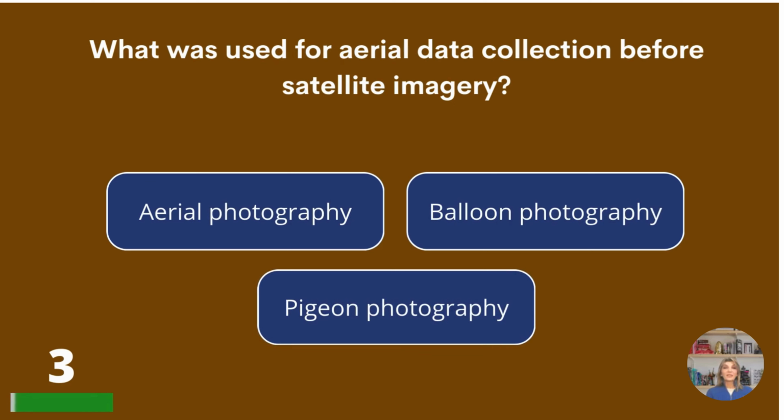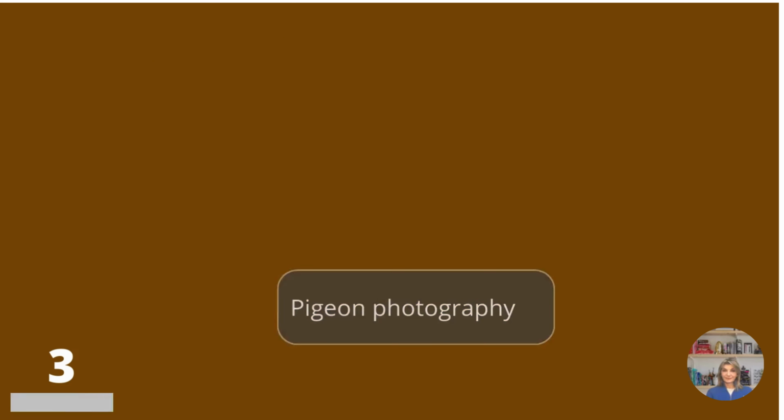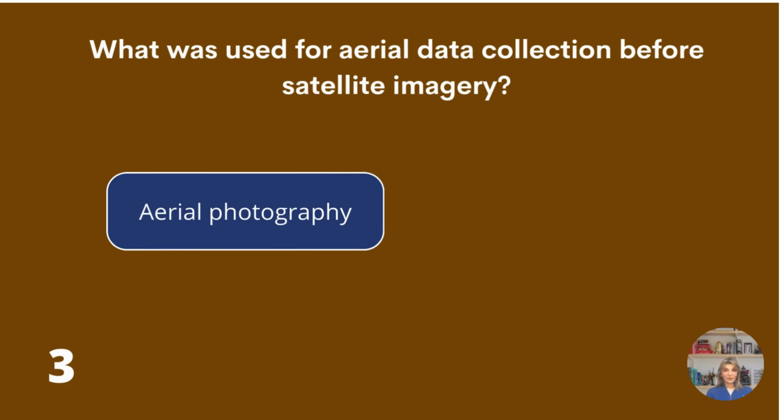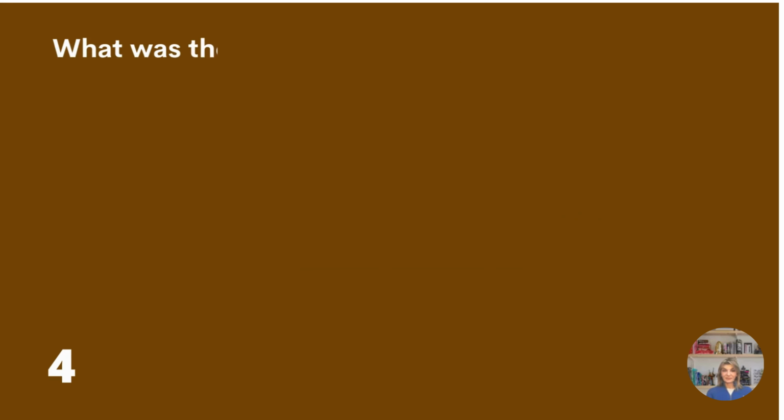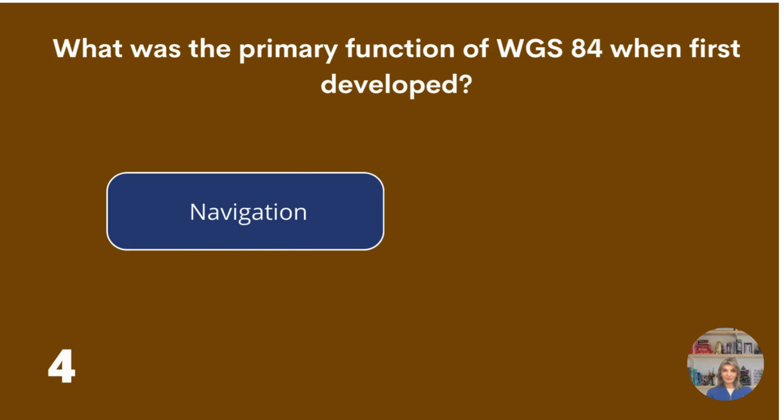What was used for aerial data collection before satellite imagery? Aerial photography, balloon photography, or pigeon photography? Aerial photography. What was the primary function of WGS-84 when first developed? Navigation, timekeeping, or weather forecasting? Navigation.